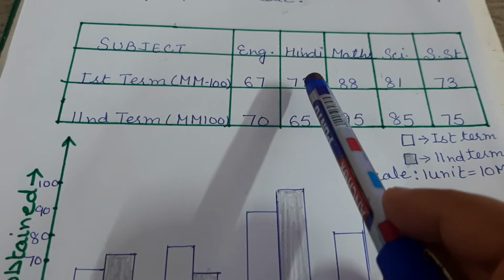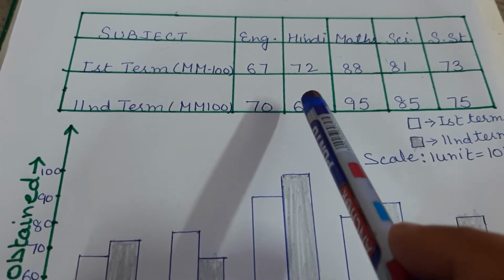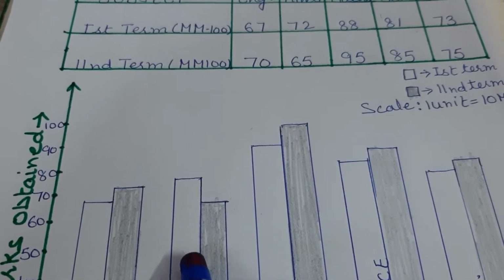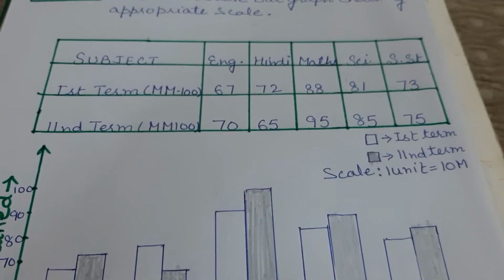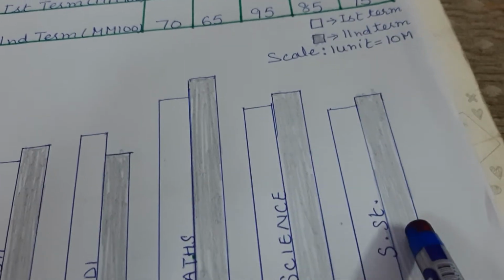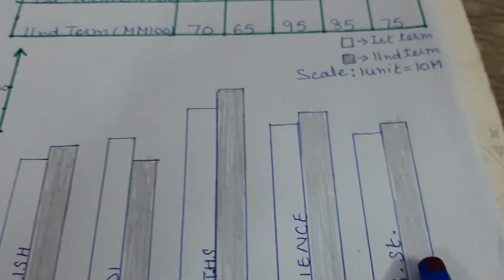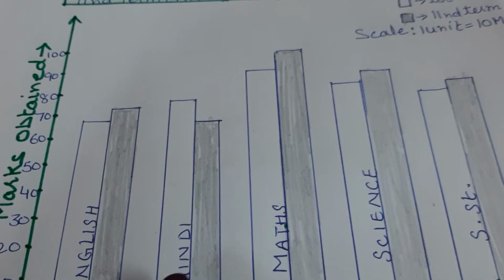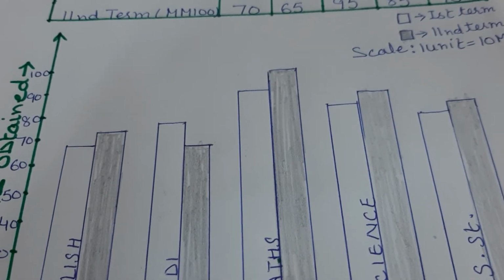Similarly, in Hindi, he got 72 in the first term and 65 in the second term. So similarly, I'll draw all the bars. Okay. Now, how can we visualize this double bar graph?